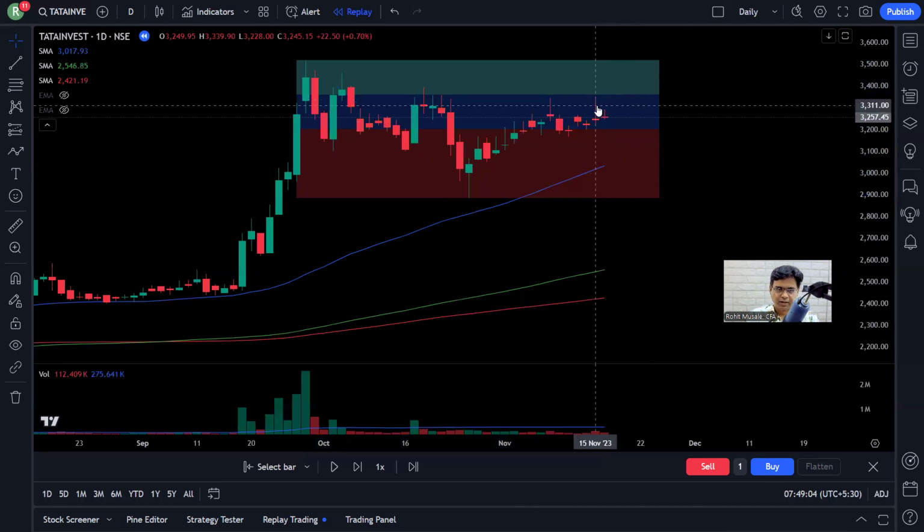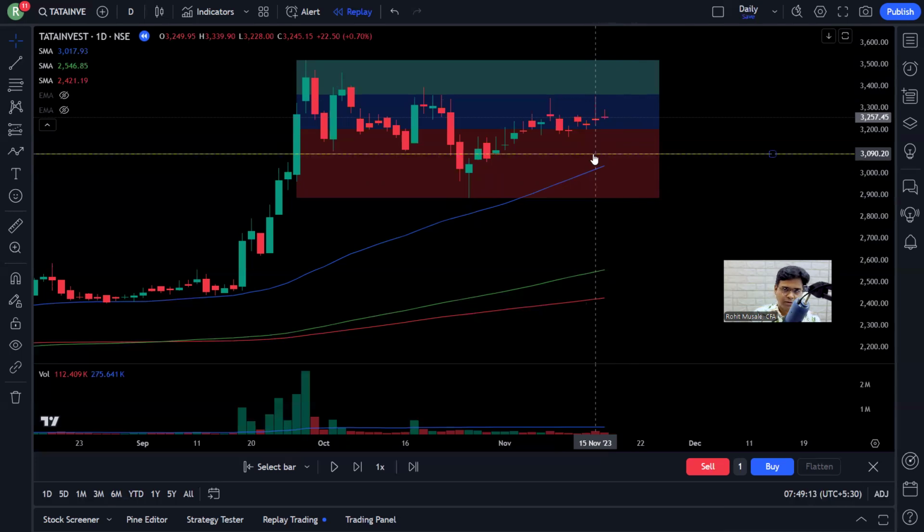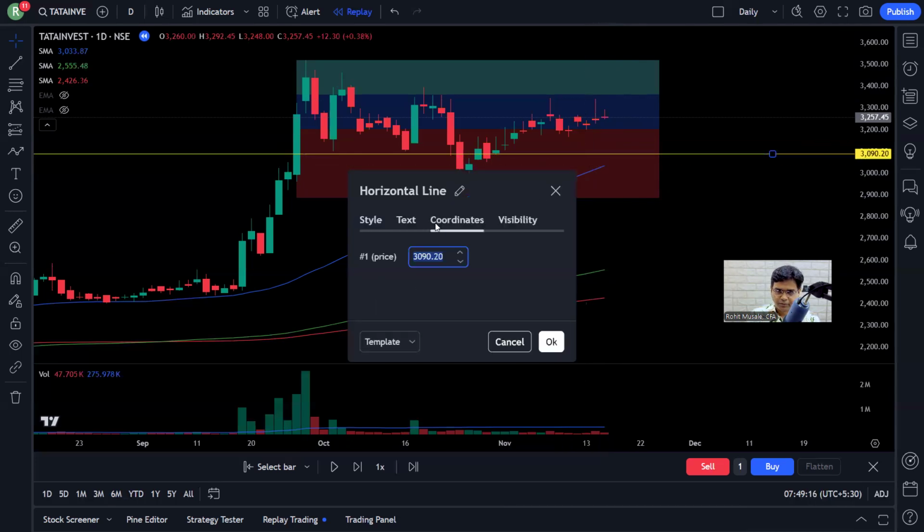So in this case, the high of this candle, which is 3339.90, that becomes my buy point. 3339.90.